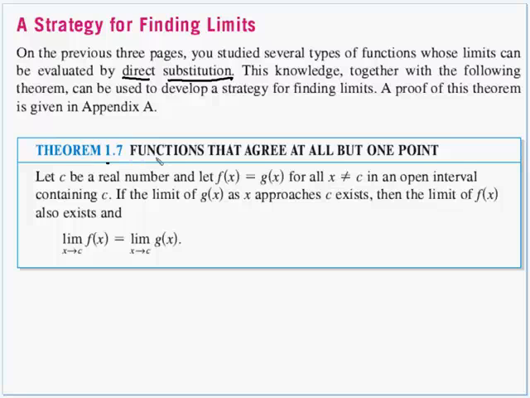So, Theorem 1.7 is about functions that agree at all points except one. We let c be a real number, and we let f of x be equal to g of x for all x values except this one point c in an open interval that contains point c. If the limit of g of x as x approaches that c value exists, then the limit of f of x also exists and the limits are equal. The limit of f of x is equal to the limit of g of x at that point c.